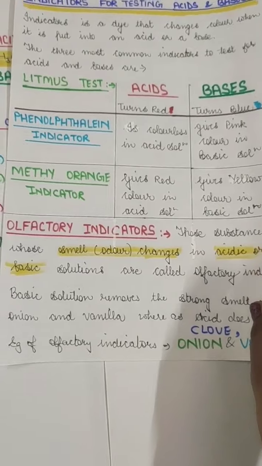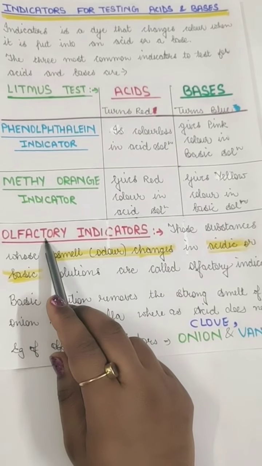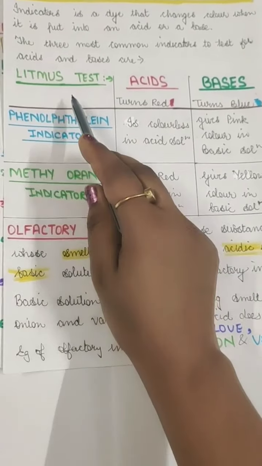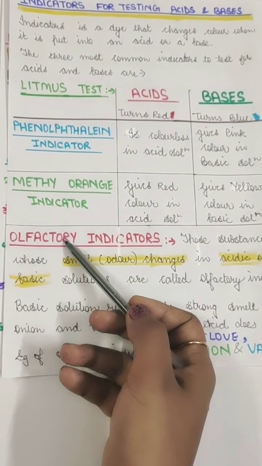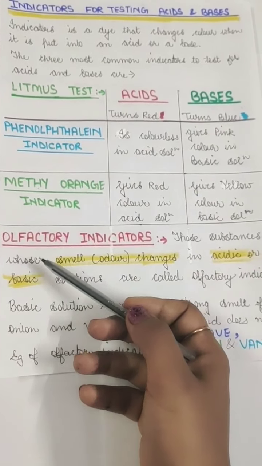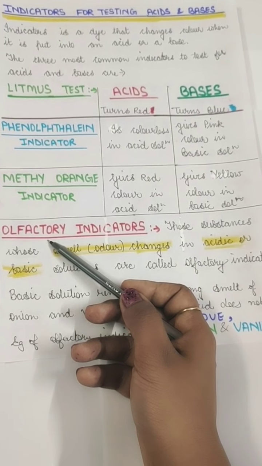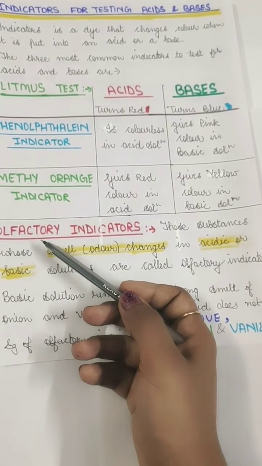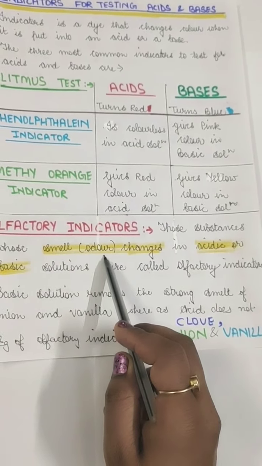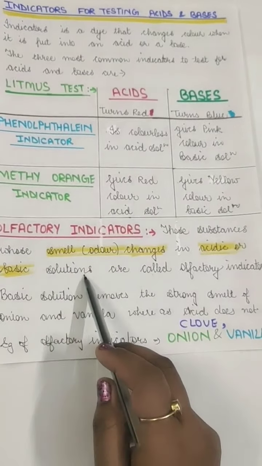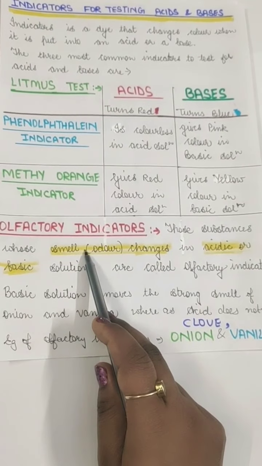Then coming to the olfactory indicators. Olfactory, as the name suggests, is the indicator which we will not see with our eyes. These are also natural indicators, some kind of natural indicators which are very common at our houses, and they will change the smell of these compounds. Those substances whose smell or odor changes in acidic or basic solutions are called olfactory indicators. Now this is also an important definition. You should know this.